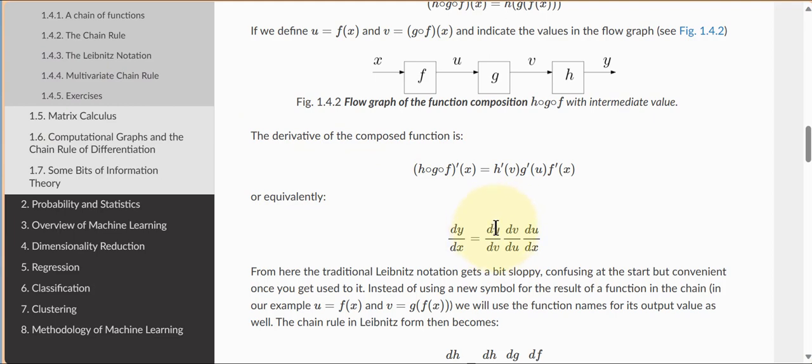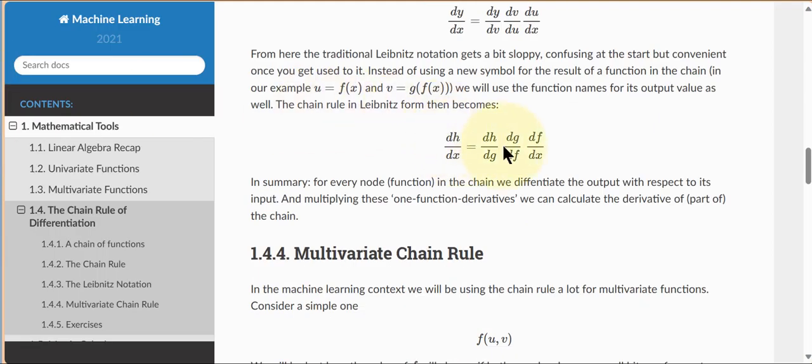This is not like a floating dy that can be canceled with this floating dv. These are connected. These are just part of one notation. So it's not like you can treat this as a single thing and this as another thing. Not really variables like that, or even separate items. But anyway, this is the formula we want. So we're going to use this. We're going to rely on this kind of calculation.